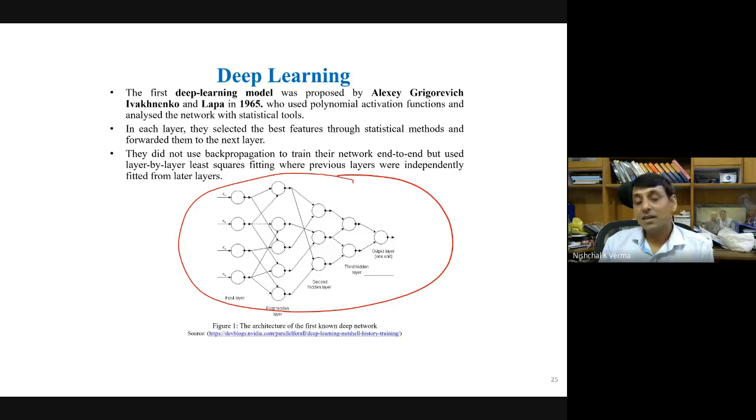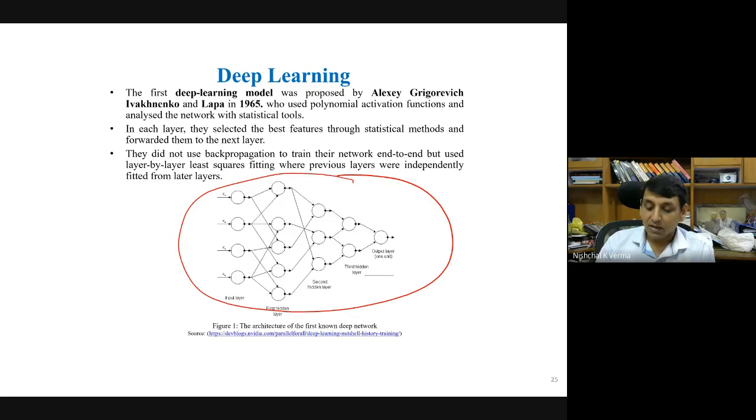But a very interesting thing here is that at that time the backpropagation algorithm was existing, because backpropagation was proposed somewhere in the beginning of the 60s. But even then, the backpropagation algorithm was not used for this network. Rather, some statistical learning was used for training this network. It was because backpropagation was not very mature, so because of that, it was used.